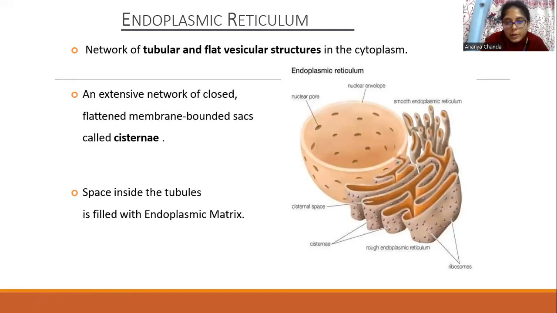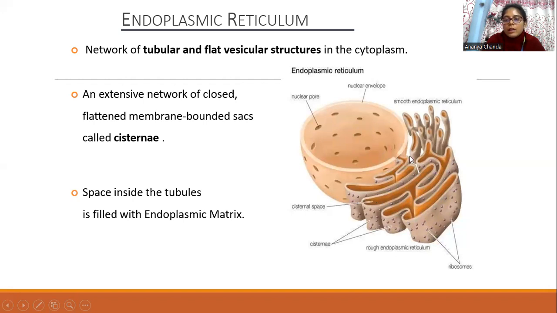Next is the endoplasmic reticulum. The endoplasmic reticulum is divided into two types. First is the rough endoplasmic reticulum and second is the smooth endoplasmic reticulum. The endoplasmic reticulum looks like what? It is a tubular or flat vesicular structure in the cytoplasm. It has a network-like structure. These are the cisternae, which have cisternal spaces. The space inside the tubes is filled with what?